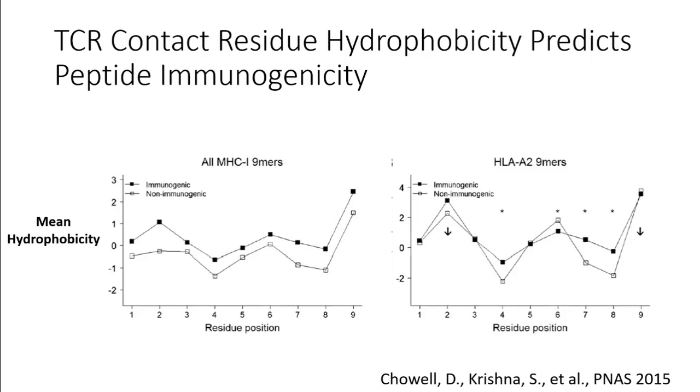But if we compare the hydrophobicity of TCR contact residues number 4, 7, and 8, there is a significant difference between immunogenic and non-immunogenic peptides. This means that TCR contact residue hydrophobicity predicts peptide immunogenicity for MHC class I HLA-A2 restricted 9-mer epitopes.